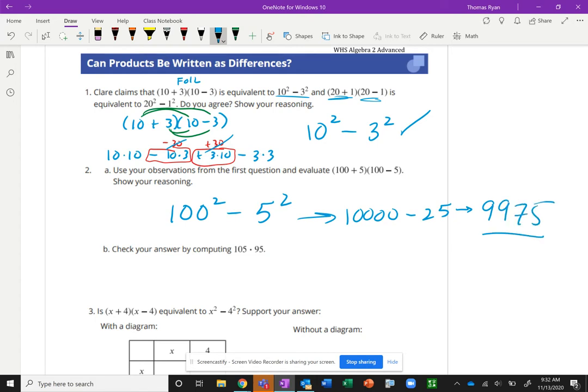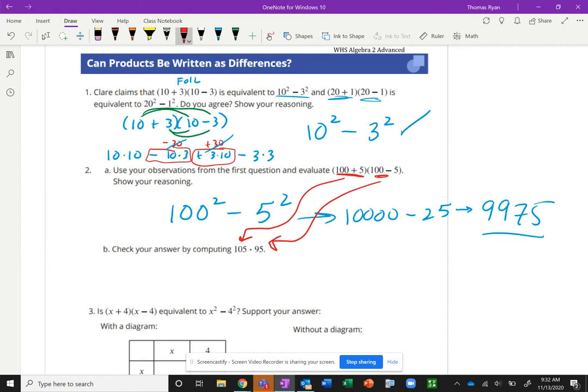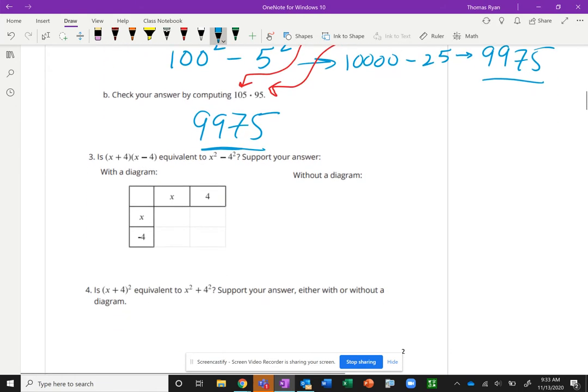9975. Based on that method or that pattern, that's what we're saying. And then, well, we know that 100 plus 5 is just 105, and 100 minus 5 is 95. So let's just check it out and make sure that works. 105 times 95, sure enough, 9,975. Okay, so we're saying that there's a pattern. Let's look a little deeper.